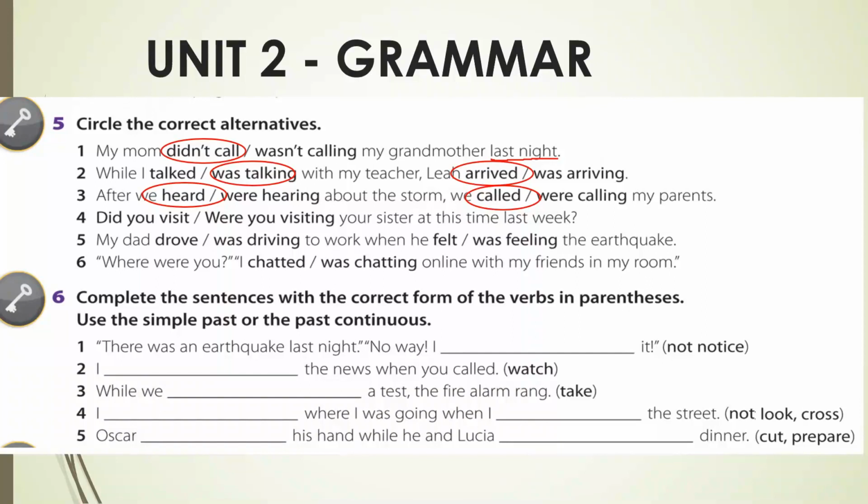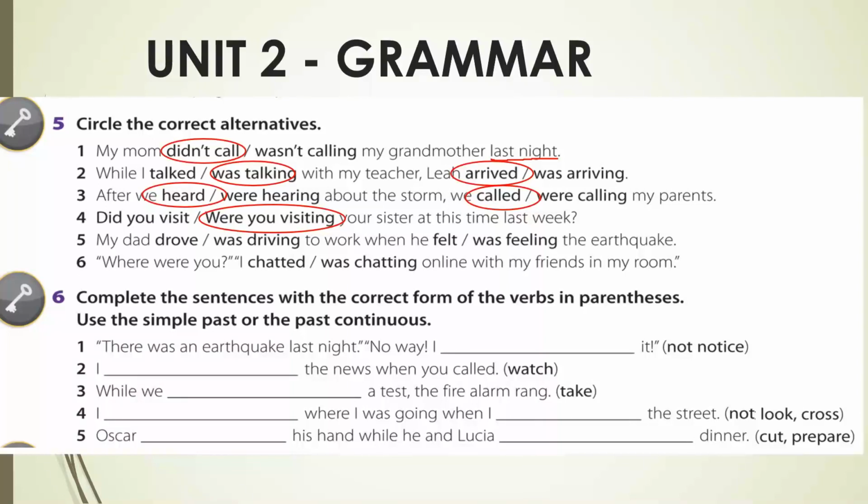Number 4, did you visit or were you visiting your sister at this time last week? Okay, so here, were you visiting your sister at this period of time last week? So there is a period that is happening in the past that helped us to answer the question. Did you visit your sister or no? Were you visiting would be more suitable for this one.